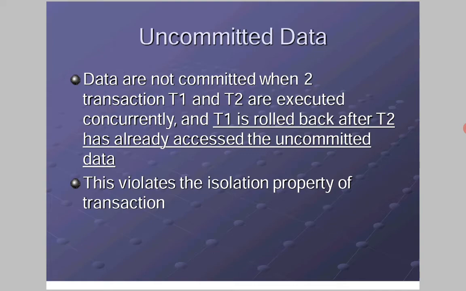So the second one is uncommitted data: data are not committed when two transactions T1 and T2 are executed concurrently, and T1 is rolled back after T2 has already accessed the uncommitted data. So what is rolled back? What are the transaction control statements? Transaction control statements are, first commit, second rollback, third timestamp.